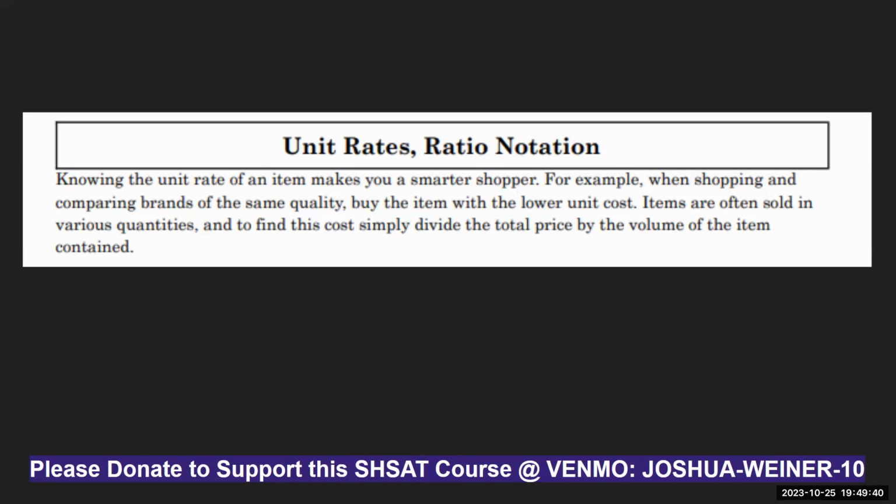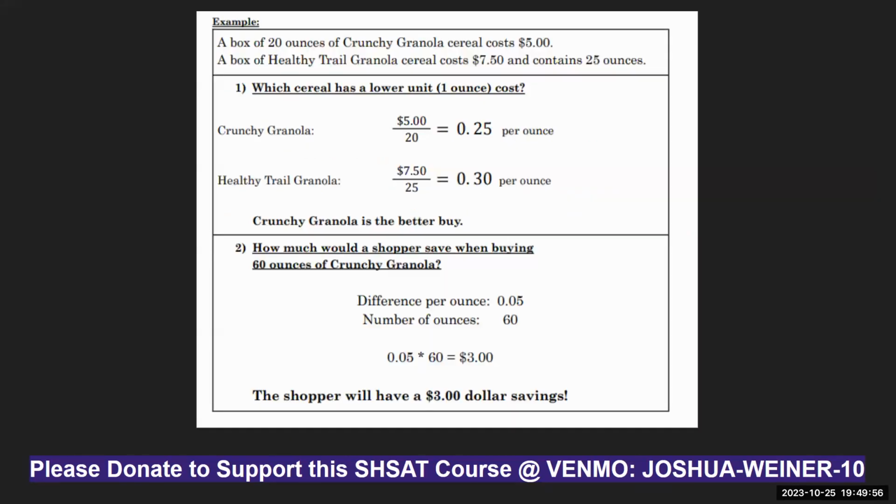Knowing the unit rate of an item makes you a smarter shopper. For example, when shopping and comparing brands of the same quality, buy the item with the lower unit cost. Items are often sold in various quantities, and to find this cost, simply divide the total price by the volume of the item contained. For the example for this worksheet, say you have a box of crunchy granola cereal that costs $5, but a box of healthy trail granola cereal costs $7.50 and contains 25 ounces. Then which cereal has a lower unit cost?